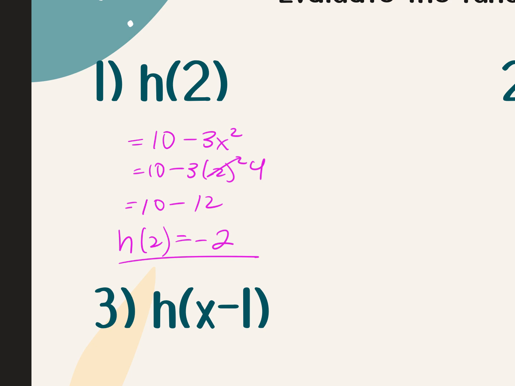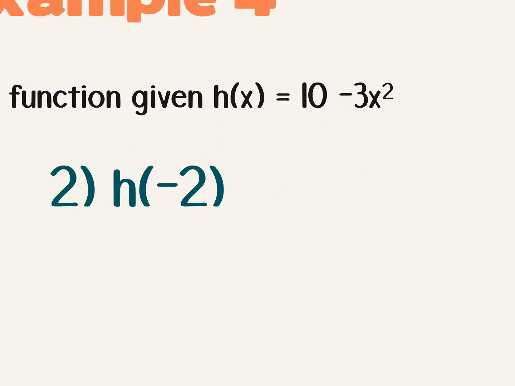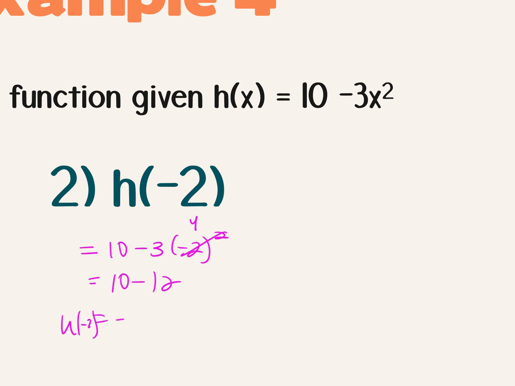Evaluate, just plugging in. So now I'm going to do the exact same thing, but with negative 2. So I have 10 minus 3 times negative 2 squared. What am I going to do first? Square. Negative 2 times negative 2 is 4. Negative 3 times 4. Do I get the same answer here? Yep. Good.